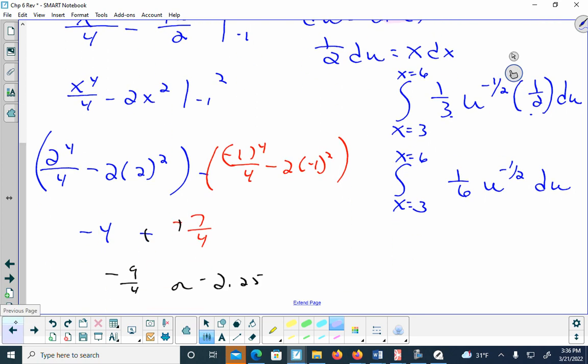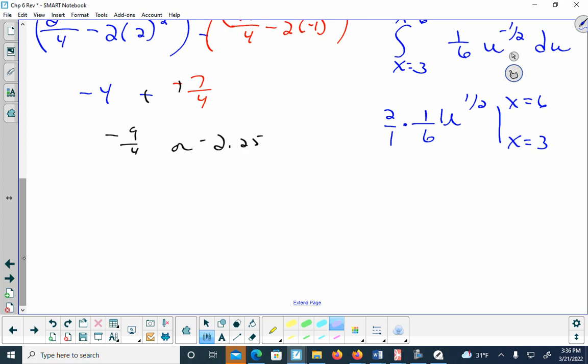When I take the antiderivative, I'm going to add 1, so that'll be equal to 1/2. Here's the 1/6 that I started off with, and then I'm going to multiply by the reciprocal of the 1/2, which is 2 over 1. I don't have to write the plus c because I have these numbers. So again, x is equal to 3 to x is equal to 6. When I simplify that, because I can multiply the 2 with the 1/6, I'm going to get 1/3 u to the 1/2, and then x is equal to 3, x is equal to 6.